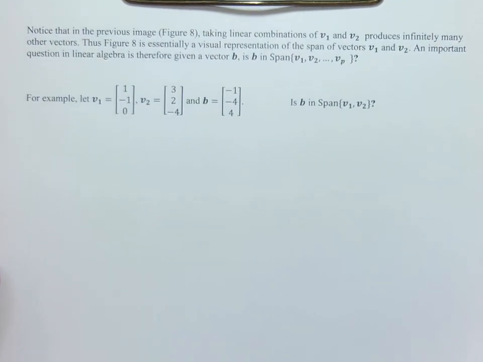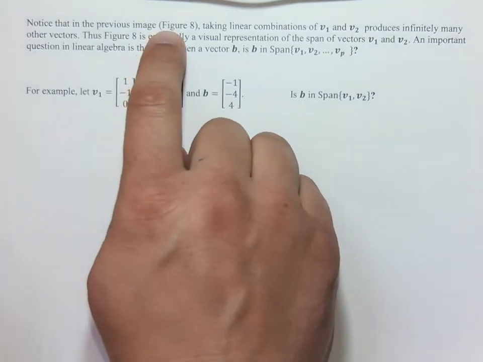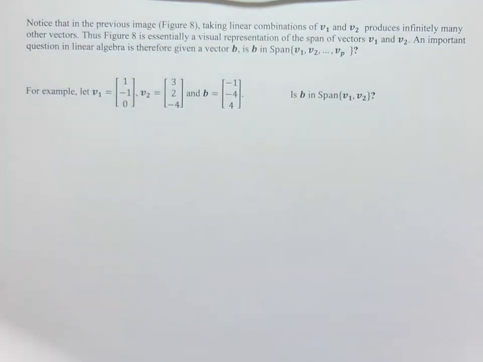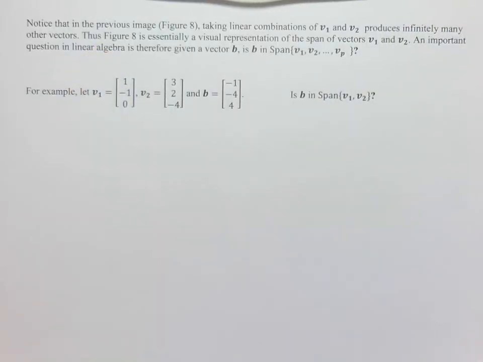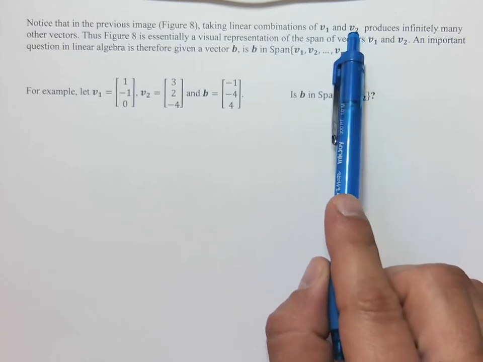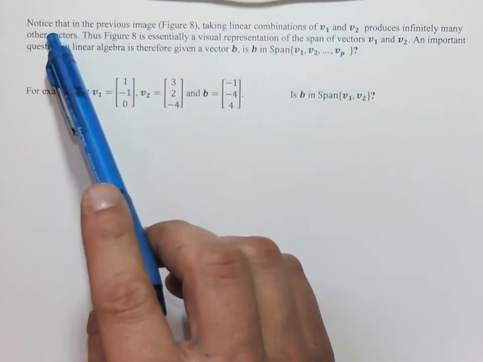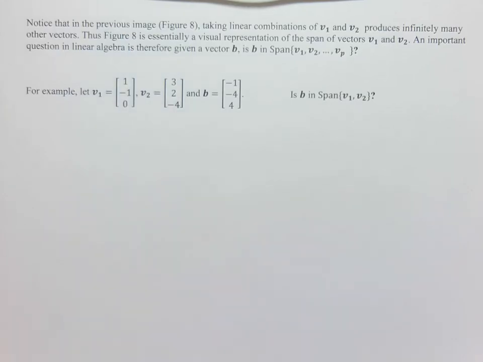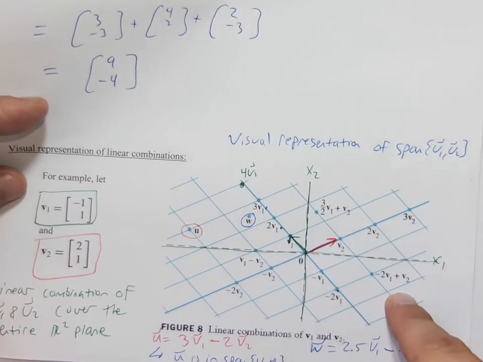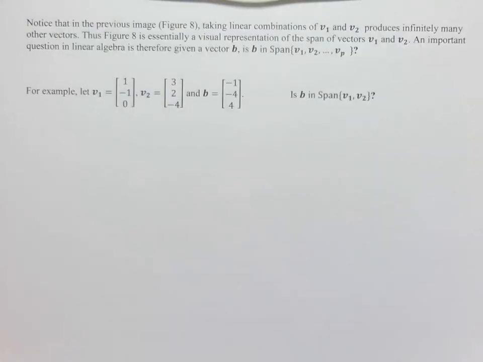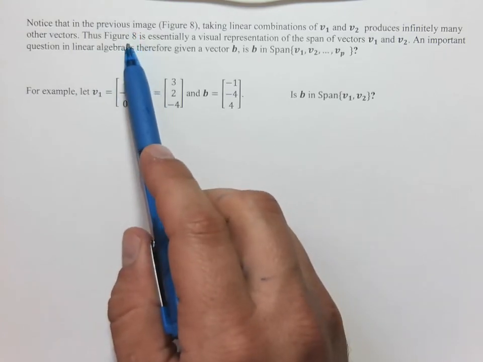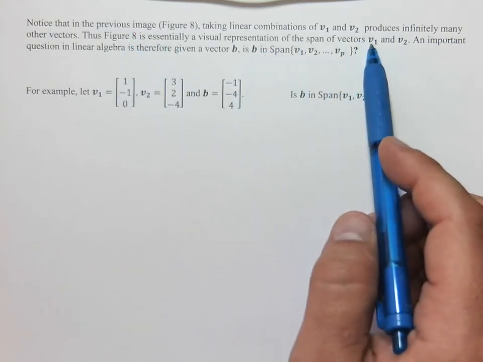So notice how it says in the previous figure, image 8. So image 8 is just the lattice picture, right? You can see figure 8, it says right here. So in this picture, it says, taking linear combinations of v1, v2 produces infinitely many other vectors. All right, and so what that's saying is, what I said a bunch of times, no matter where I put my finger down on this page, I can get to it with some linear combination of v1, v2, okay? So the span of two vectors creates infinitely many other vectors. So figure 8, as we already wrote down, is a visual representation of the span of two vectors.